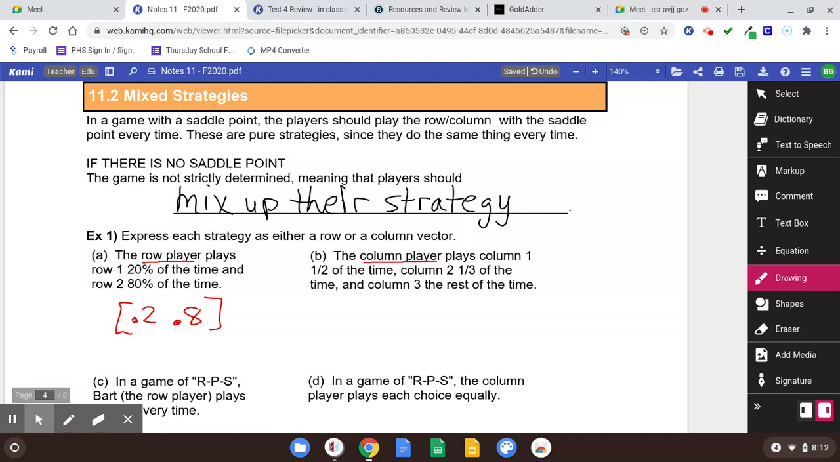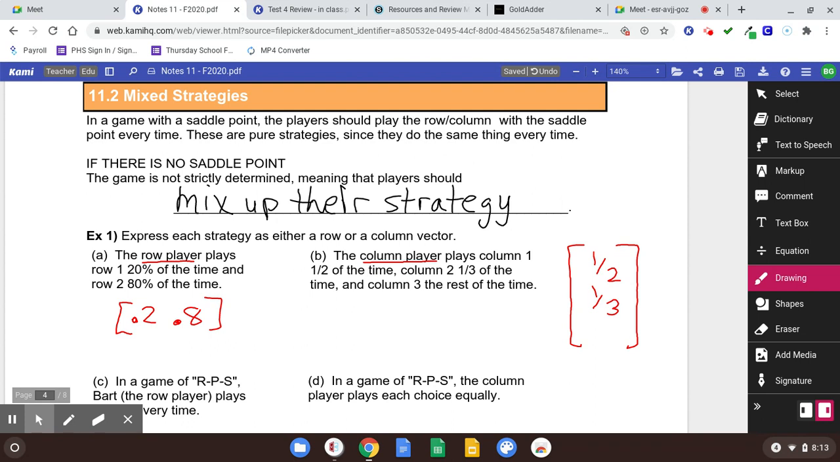Okay, that's it. Part B says the column player plays column 1 half the time, column 2 1/3 of the time, and column 3 the rest of the time. Okay, so notice it's a column player, so I'm going to have a column this time. And there are 3 choices. Column 1, they're going to play half the time. Column 2, they're going to play 1/3 of the time. And column 3 is going to be the rest of the time.